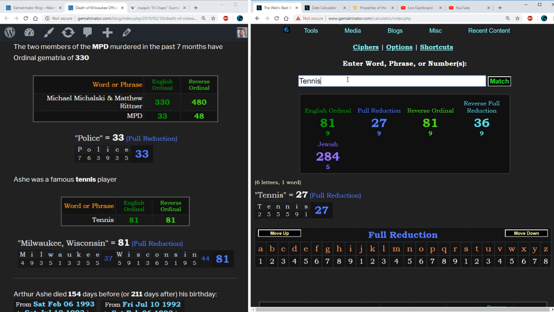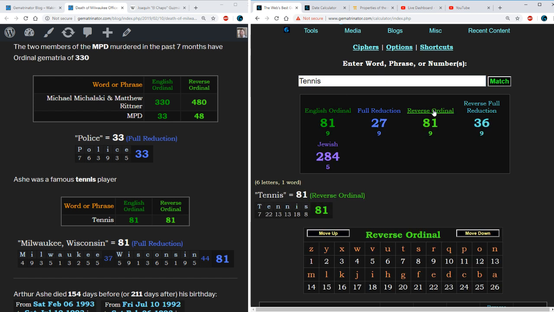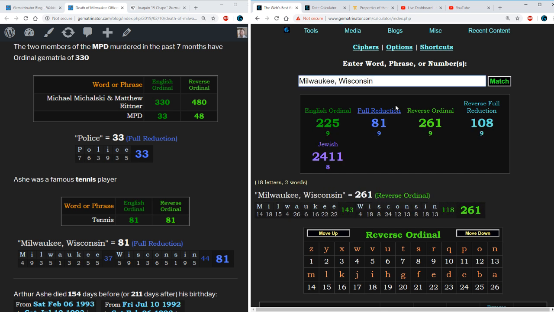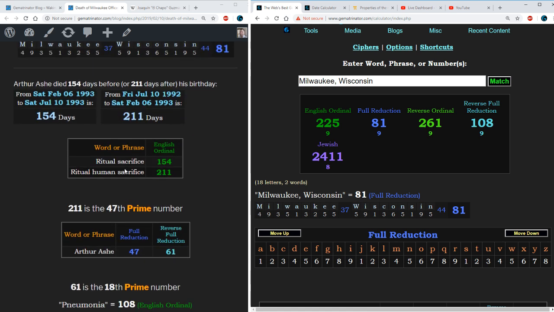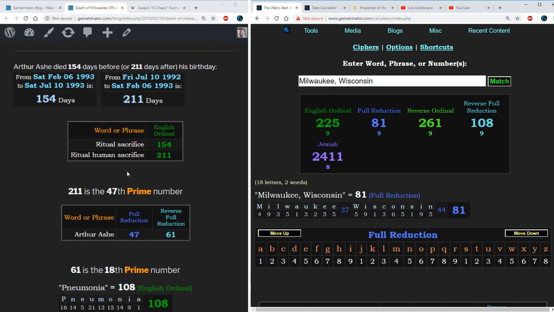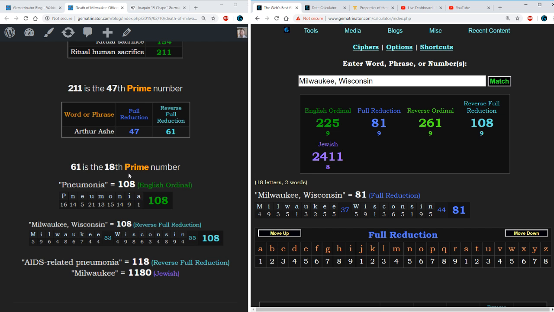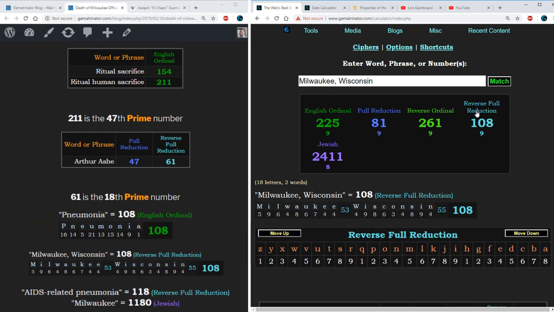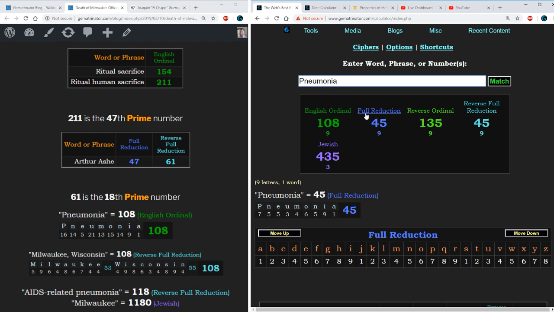Arthur Ashe was a tennis player, which sums to 81 in both ordinal and reverse. Milwaukee, Wisconsin equals 81 in reduction. There's just too many alignments here for this to be a coincidence. Also see how Milwaukee, Wisconsin sums to 108 in reverse reduction. Arthur Ashe died of pneumonia, which equals 108.